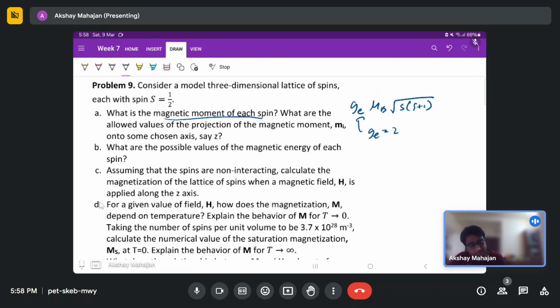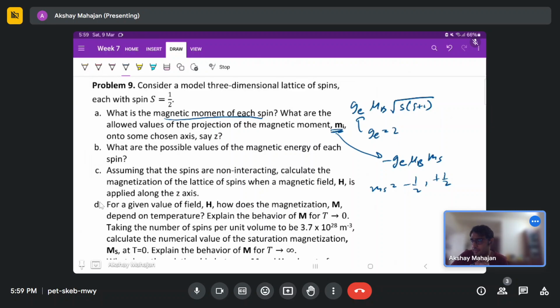So for each spin we can calculate this magnetic moment using this formula, and then the mi is given by minus g_e times mu_B times m_s, where m_s equals plus minus half. It will go from minus S to plus S, so it will have two values, minus half and plus half. Alright, so using this you can solve part A easily.